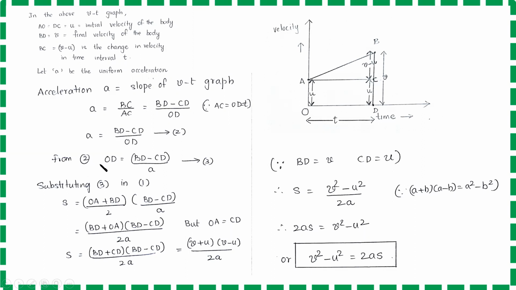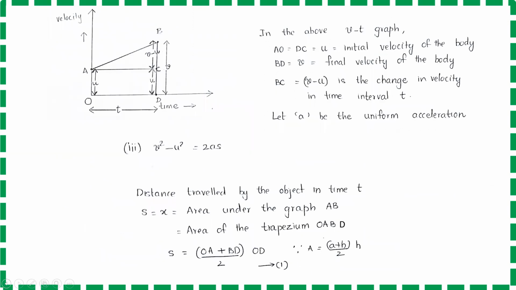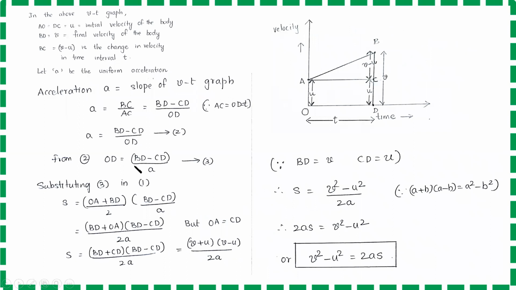From equation 2, you can send OD to the left side and bring A to the right side. You can write OD is equal to (BD minus CD) by A. Let it be equation number 3. Let's go back to our first equation: S is equal to (OA plus BD) by 2 into OD. In this equation, we will substitute the OD value from equation 3.